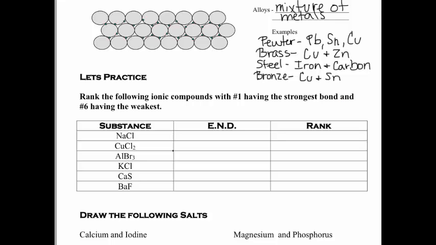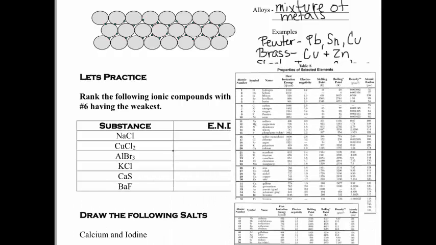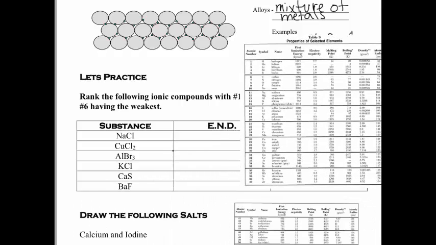So in order to look up electronegativity, we're going to need our Table S. So here's Table S, at least the first page of Table S, and we're looking for sodium. Sodium is number 11, which is right here, and you can see its electronegativity is 0.9. So I'm just going to record that right here.